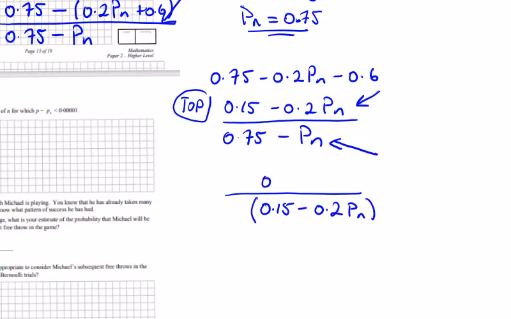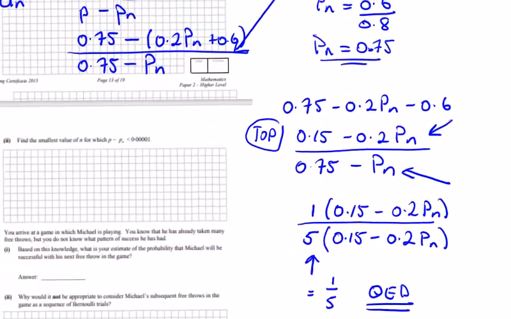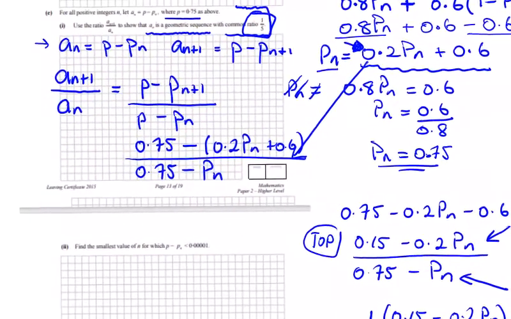So here's the top part, 0.15 minus 0.2 pn. What do I have to multiply the bottom by to get back up to 0.75? 5. And what do I have to multiply the top by to keep it the same? 1. So you can see I can factor out the top and I'm left with 1 over 5. And that proves what we were asked to show, that it was a common ratio with a fifth.